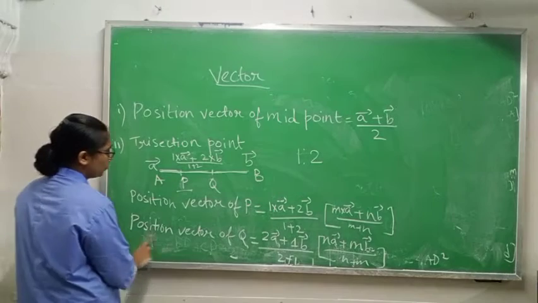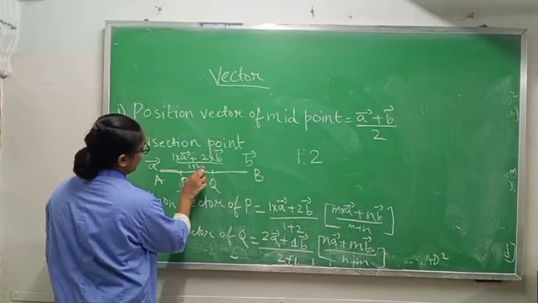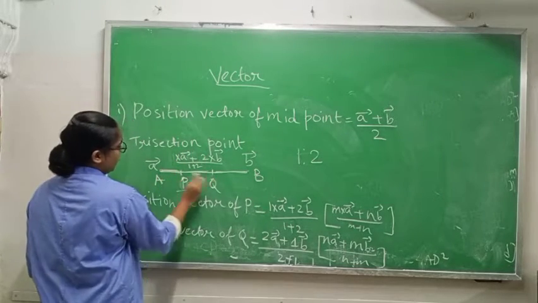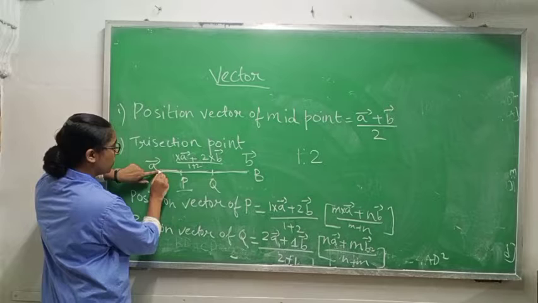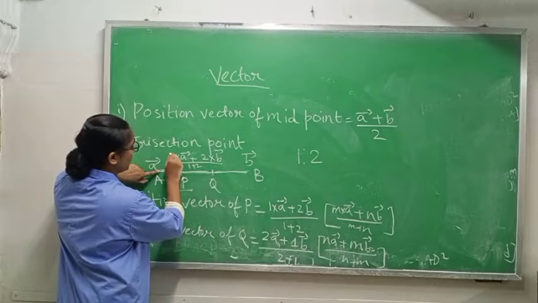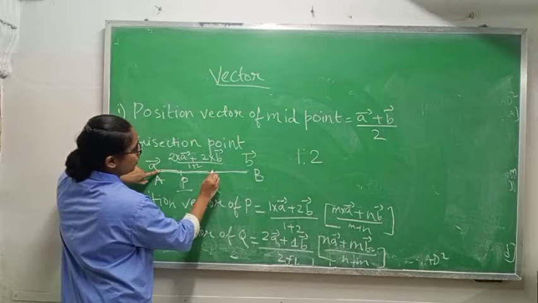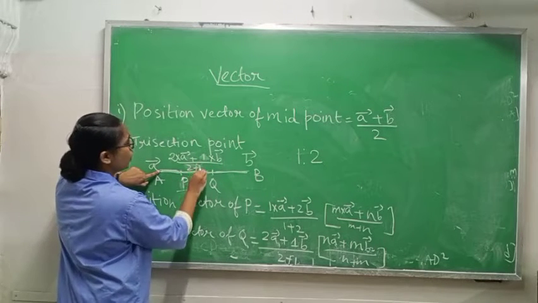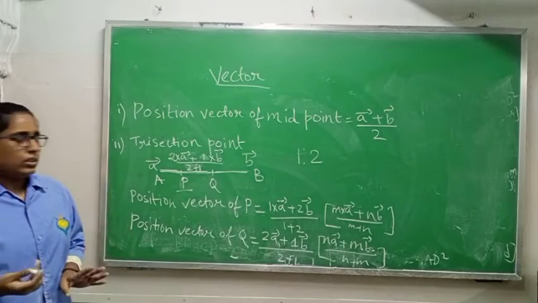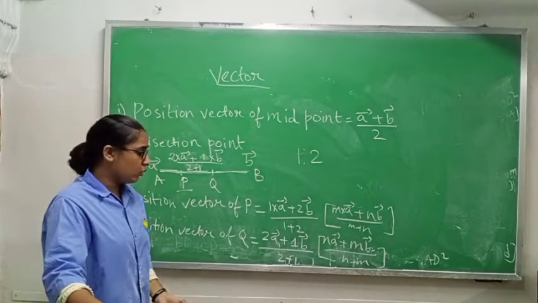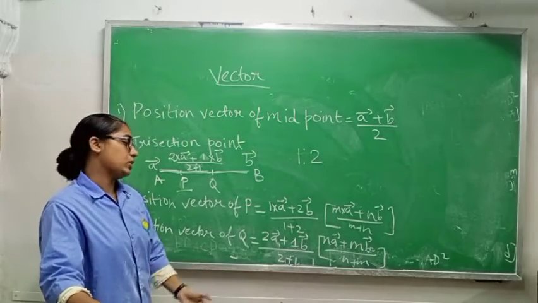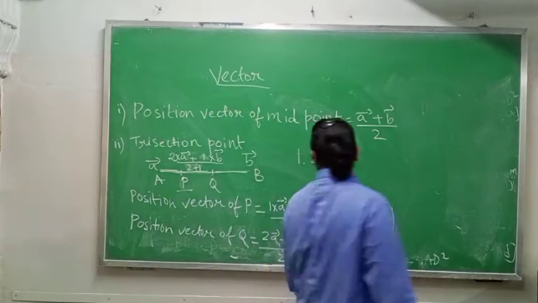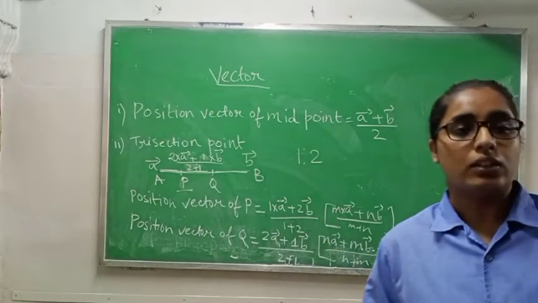Same if you want to find the position vector of Q. Q is here, okay? If you see from the point A, you are going 1 part, 2 part. That is why you multiply by 2. And from Q to B only 1 part. That is why you multiply by 1. And you can write 2 plus 1 or 1 plus 2. It will not change because 3 will remain 3, whether you write 1 plus 2 or 2 plus 1. That is why the position vector of Q equals 2A vector plus 1B vector by 2 plus 1. Okay.